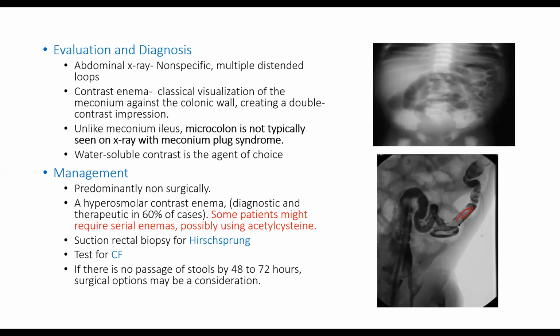The management, as I said, 60% respond. When you do the flush, some patients require serial hyperosmolar contrast. Because you are not sure and you don't want to miss Hirschsprung disease, it's a good idea to make it a habit and take the biopsy in those cases, because you don't know, and it's good to discover Hirschsprung disease. If there is no meconium passed after you do the serial Gastrografin or hyperosmolar contrast, if nothing comes out in the next 2 to 3 days, then you might end up with surgery.